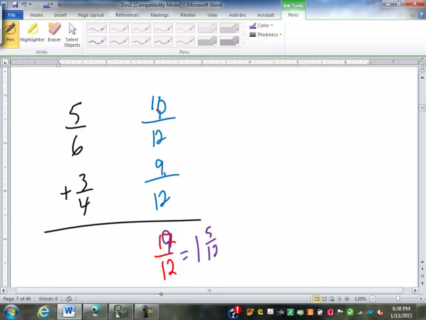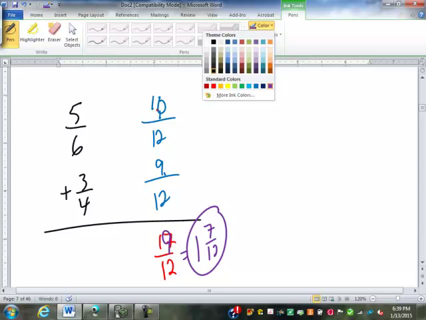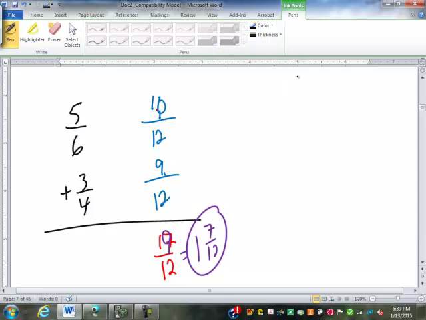19. I'm sorry, that's what's wrong with this. It's 19 twelfths, so it's going to be 1 and 7 twelfths. Sorry about that. It's late at night. The little hamster refuses to get on the wheel anymore after 5 o'clock.